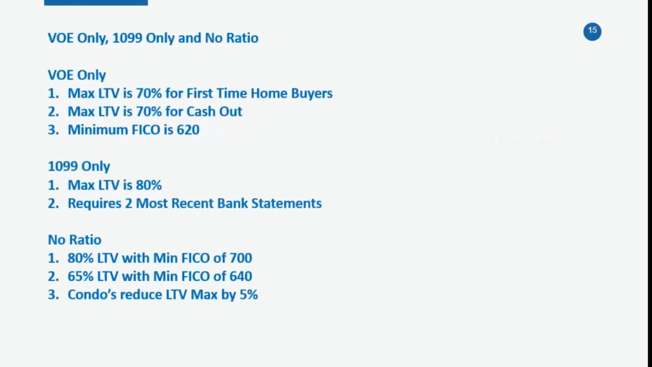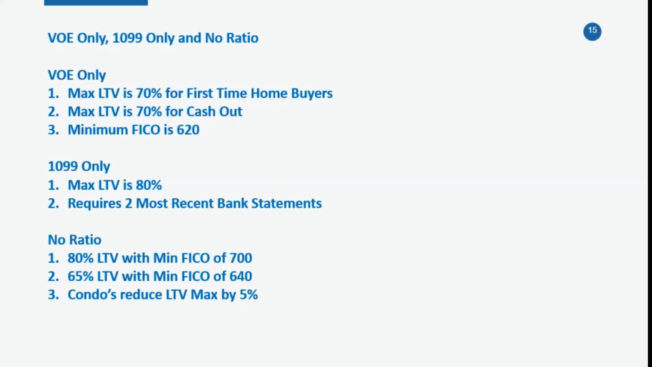So I do want to go over some other niche products. The 1099, I kind of already went over that with you guys, but non-QM loans also offer VOE only programs. The VOE only programs do have limitations, maximum LTV limitations. The maximum LTV is going to be 70%. Minimum FICO is going to be 620.